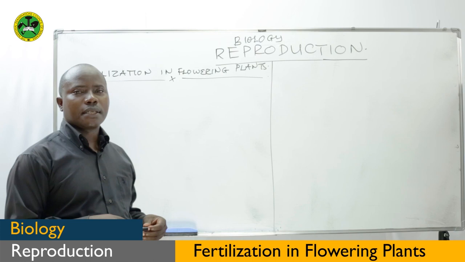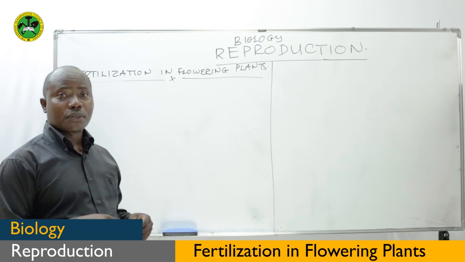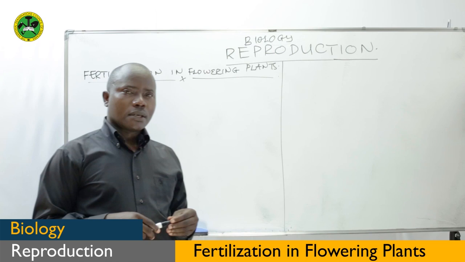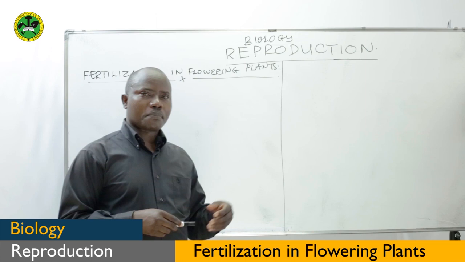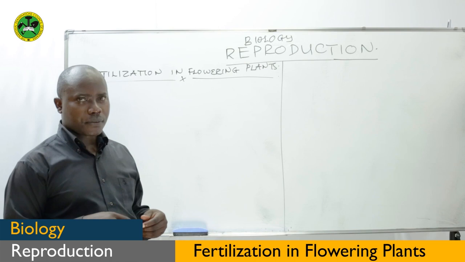As you remember, last time I presented to you the structure of the flower and the gametogenesis. Today, I'm going to present to you fertilization in flowering plants. It means once the gametes have formed, the next step is fertilization, so that other important structures in plants can be formed, such as seed and the fruits.